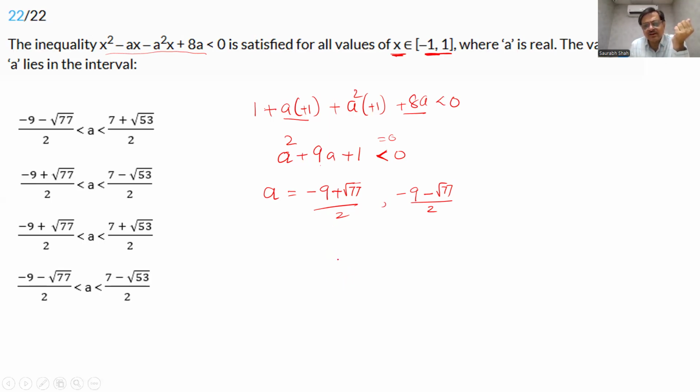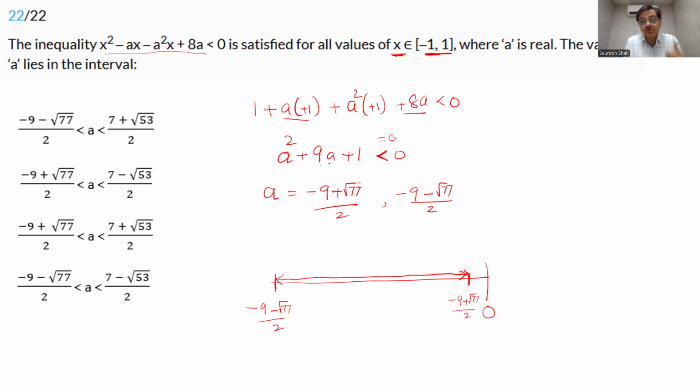So if I plot these on the number line, what do I have? I have a value 0. Very close to 0, I have a value (-9 plus root 77) by 2. And I have another number (-9 minus root 77) by 2. And the value of a must lie in this range. It cannot go outside this range. That's your answer. That's it. That's the shortcut. That's the logical way out.